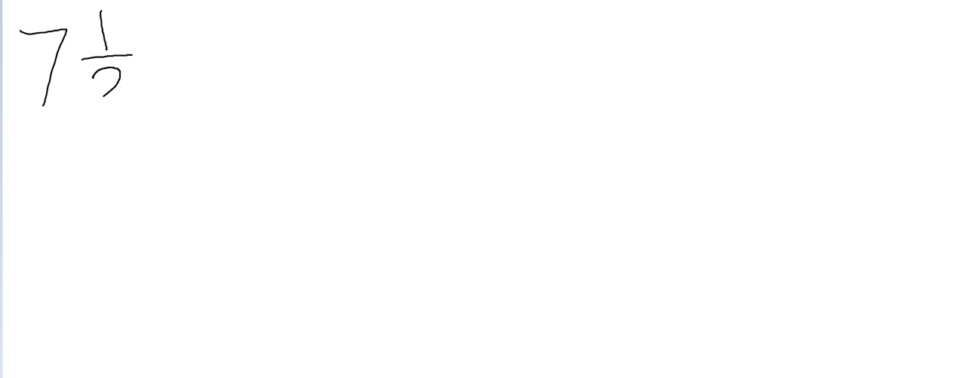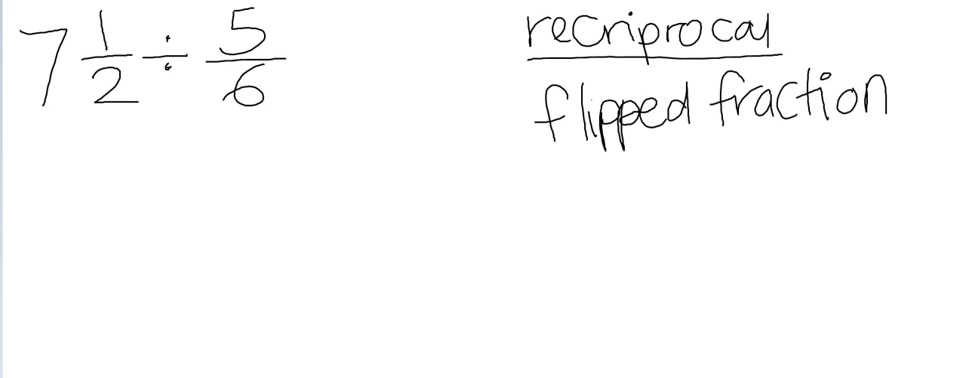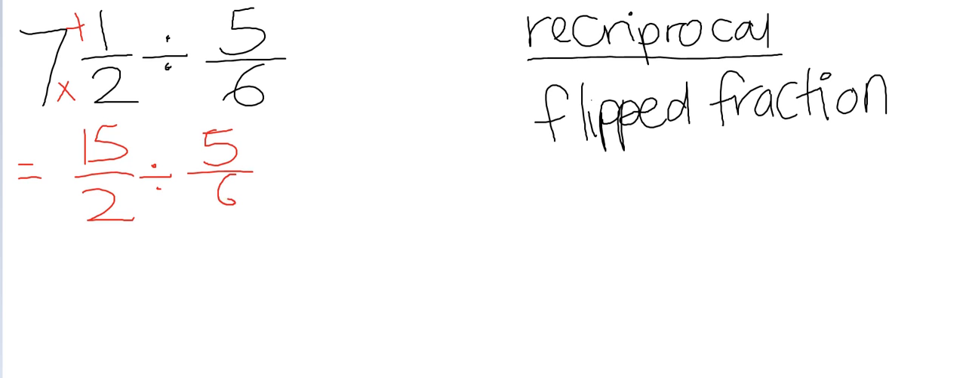So we have 7 and 1 over 2 divided by 5 over 6. So now we need to know something called a reciprocal. A reciprocal basically means a flipped fraction. So in order to solve this, we need to get the reciprocal of the second fraction. So if we have 7 and 1 over 2, let's change that to an improper fraction first. So 7 times 2 is 14 plus 1, 15 over 2 divided by 5 over 6.